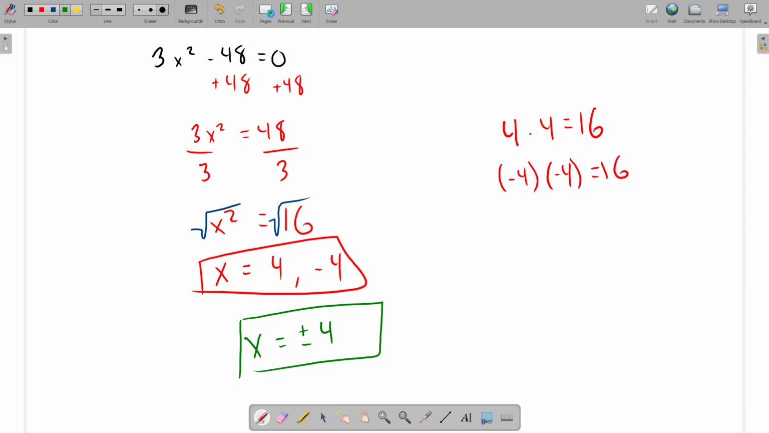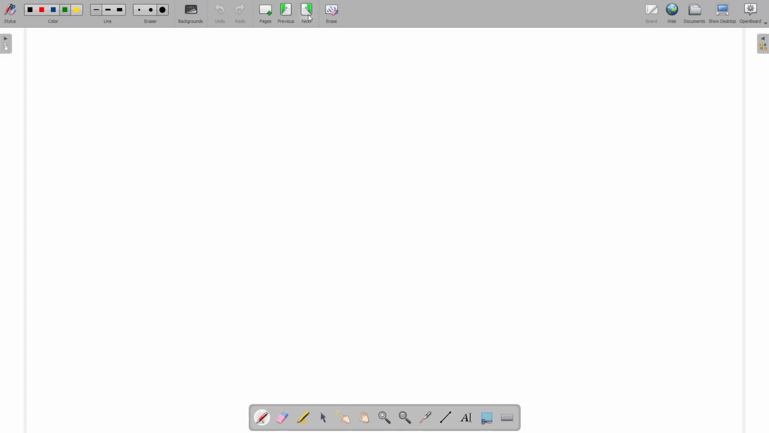All right, let's do another one. Negative 5x squared plus 60. So we're going to do the same strategy. I'm going to take the number that is not with the x, 60, and I'm going to move it across the equal sign. So in this case, it's positive. To move it across the equal sign, I need to subtract it.